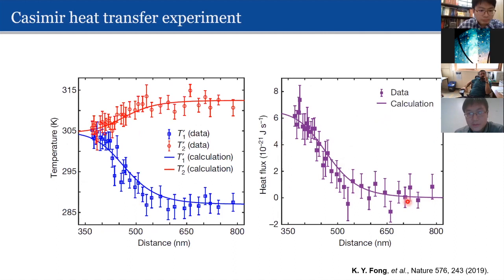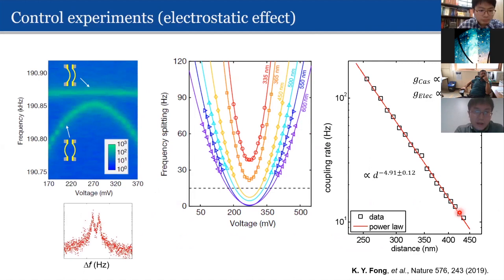But we do see they agree with the theory very well, and we do observe this heat transfer effect. Of course, very importantly, we have to do some control experiments to distinguish other effects. Is this really due to the Casimir force or something else? Back in my PhD at Yale, I worked on a Casimir force measurement project, in collaboration with Steve Namorius. So I am very familiar with Casimir measurements.